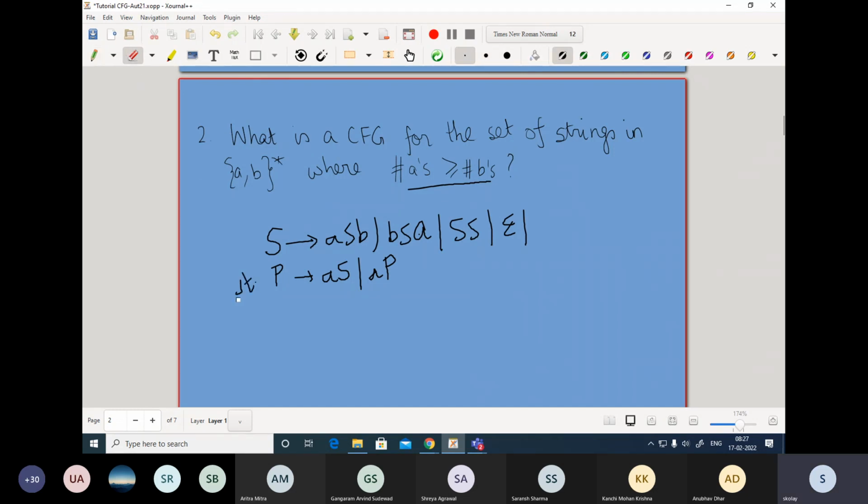Then let me write it separately. Let me write this as E. And then I'm writing this as S, and this is AS or AE or epsilon. Sorry, or E. Ma'am, the AE is not required. AE is not required. Okay.